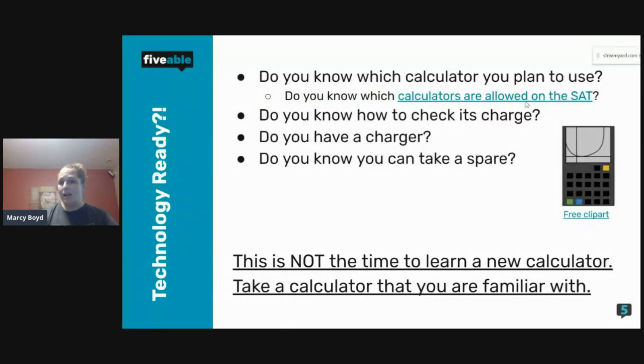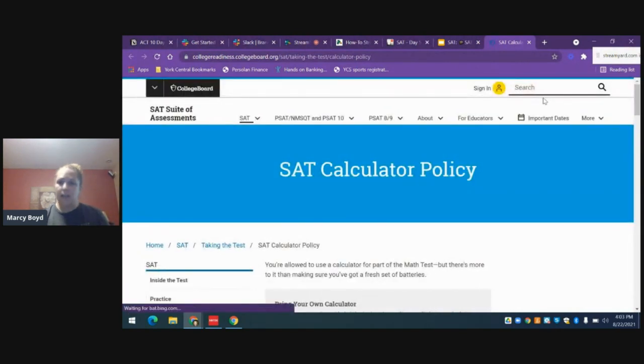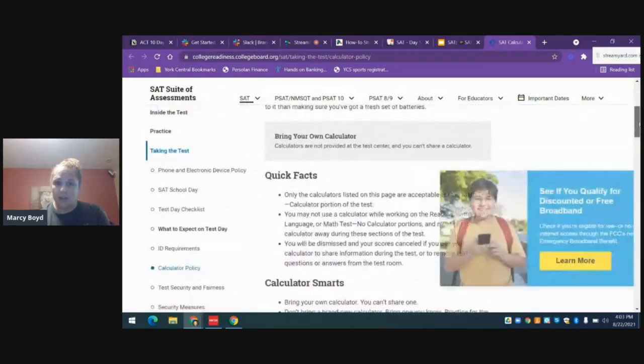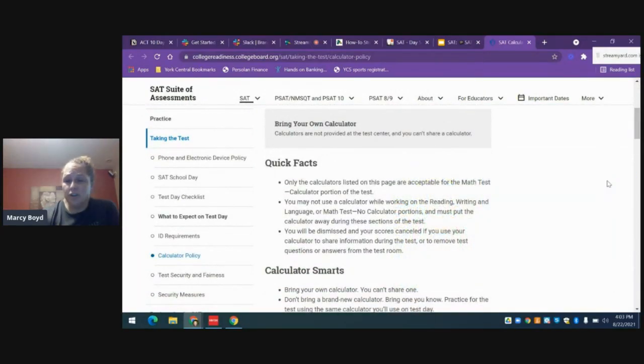If you are not sure which calculators are allowed, you can put it in the Q&A. But the first thing we want to remind you: make sure it's charged. Yes, you have to bring your own calculator. They are not provided at any of the test centers.